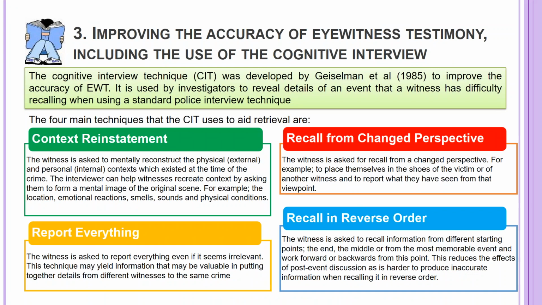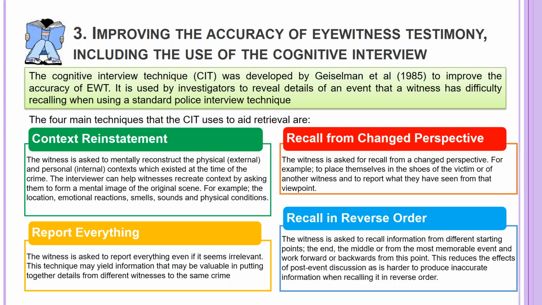Improving the accuracy of eyewitness testimony, including the use of the cognitive interview. The cognitive interview technique was developed by Geiselman et al. in 1985 to improve the accuracy of eyewitness testimony. It is used by investigators to reveal details of an event that a witness has difficulty recalling when using a standard police interview technique. The four main techniques that the cognitive interview technique uses to aid retrieval are context reinstatement.